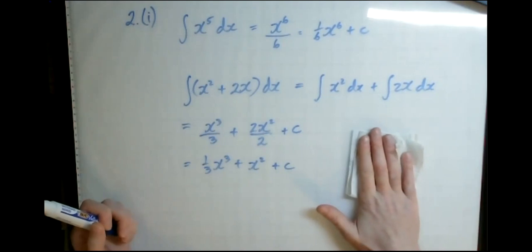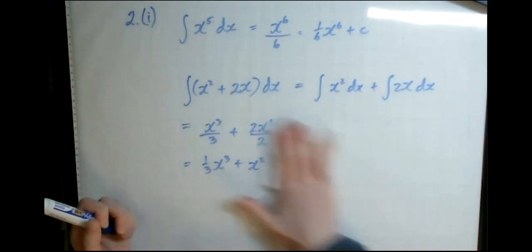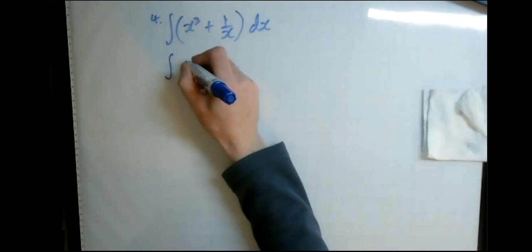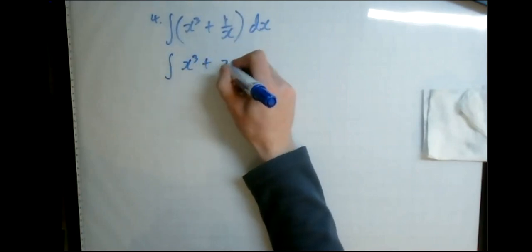Okay, is this problem okay? Yes, that problem. So just to remind you of the part: the integral of x cubed plus 2x dx. So the answer is x to the power 4 over 4 plus x squared.